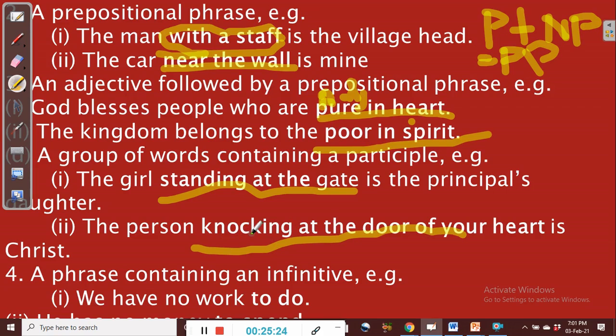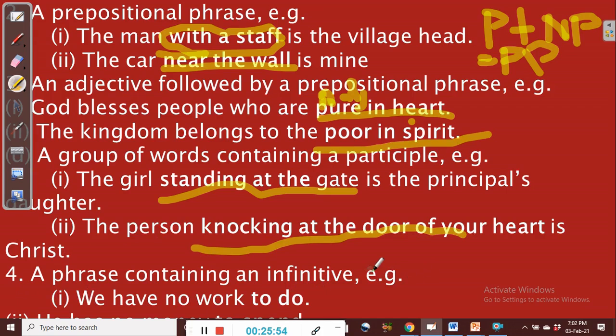We have two types of participles: present participles and past participles. The present participle of knock is knocking. The past participle is knocked. So the person knocking at the door of your heart is Christ. Now, if we say the person is Christ and someone asks, which person are you talking about? The one knocking at the door of your heart. All right?